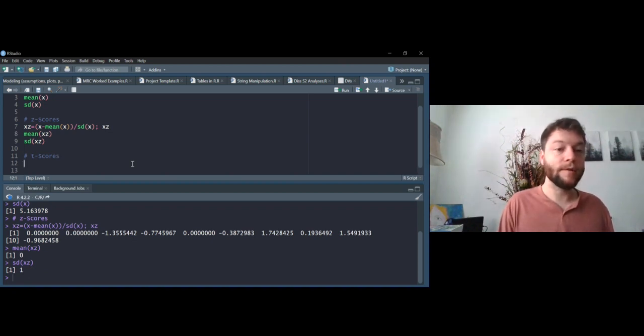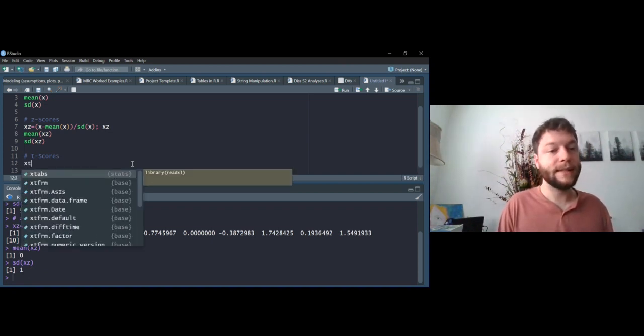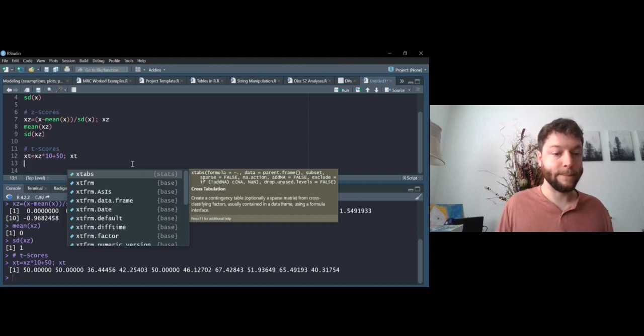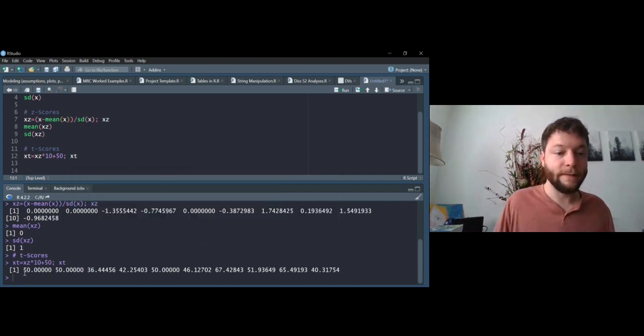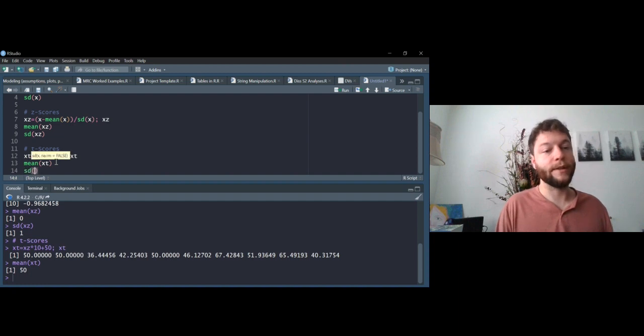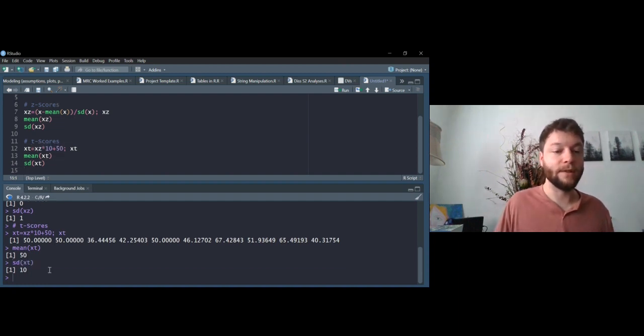Now to convert to t-scores, let's say xt, and that will mean x converted to t-scores. And we will take xz times 10 plus 50. And then I'm also going to tell it to go ahead and tell us what the result is. There we go: 50, 50, 36, etc. And let's find out what the mean is. We already know it's going to be 50, and we already know the standard deviation is going to be 10. So that is how you can convert to z-scores and t-scores in R.